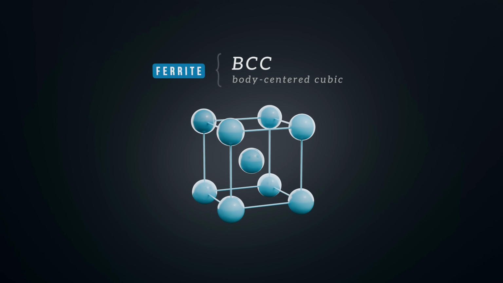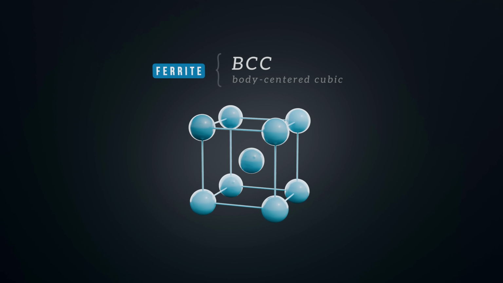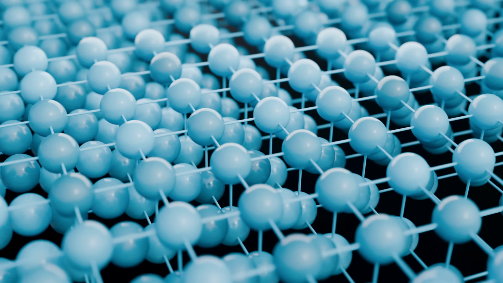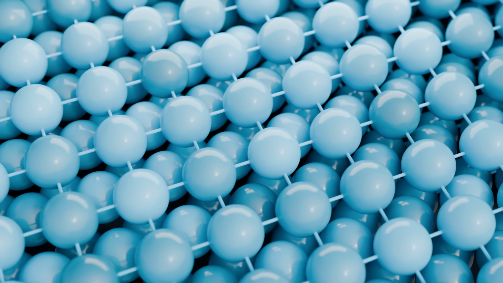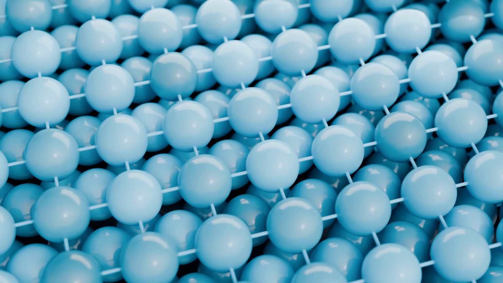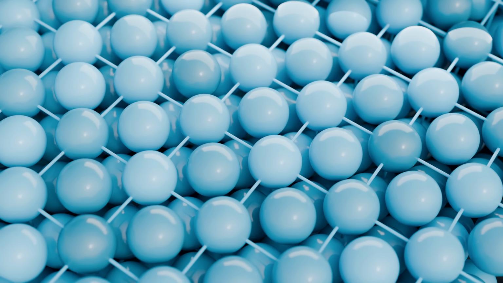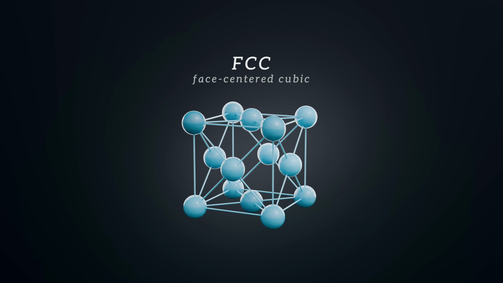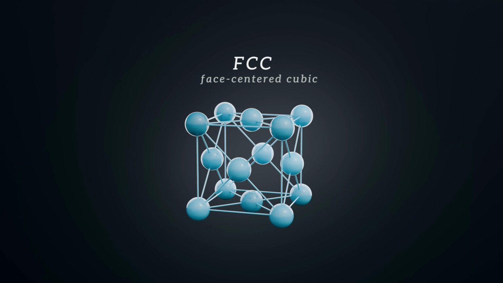Above 912 degrees Celsius, iron becomes more stable in a different atomic arrangement and undergoes a phase transformation. The atoms shift from a body-centered cubic structure to a face-centered cubic structure, where atoms are packed more closely and efficiently. This FCC form of iron is called austenite.